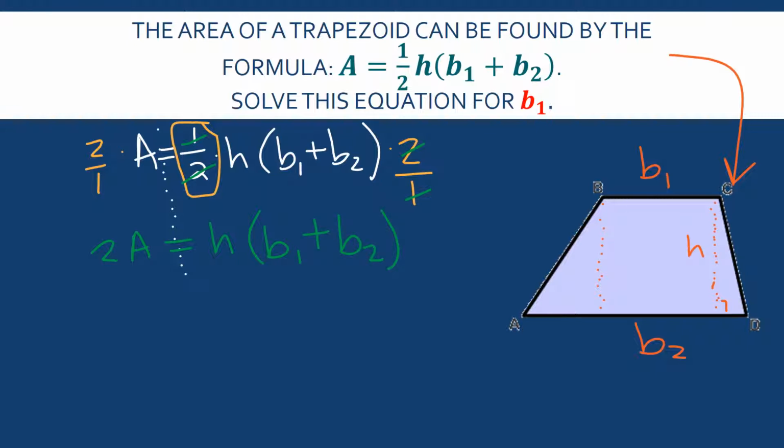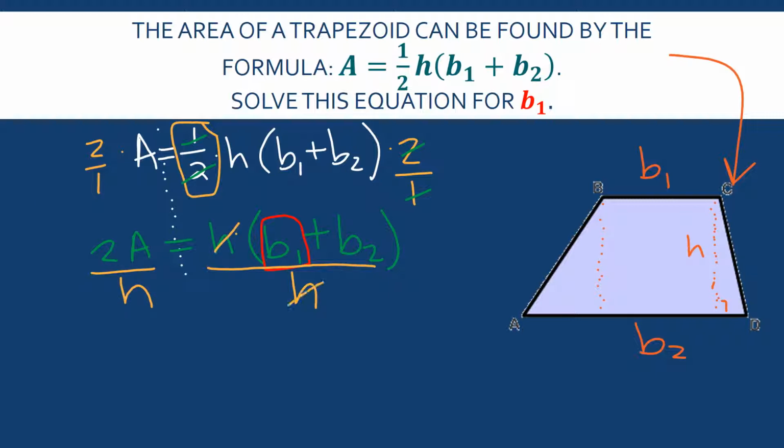Now, notice in here, this is a multiplication. And our goal is to get b1 by itself. So we're getting closer. We need to get rid of that h, though. You could distribute the h here if you wanted to, but it wouldn't really help us much. So I'm going to go ahead and divide everything by h. And remember, I'm dividing because this is multiplication, and I always do the opposite.